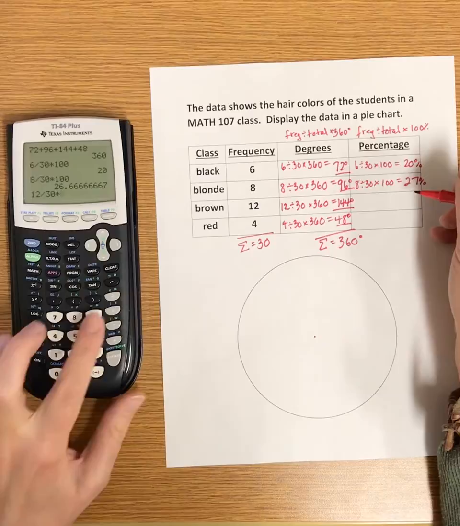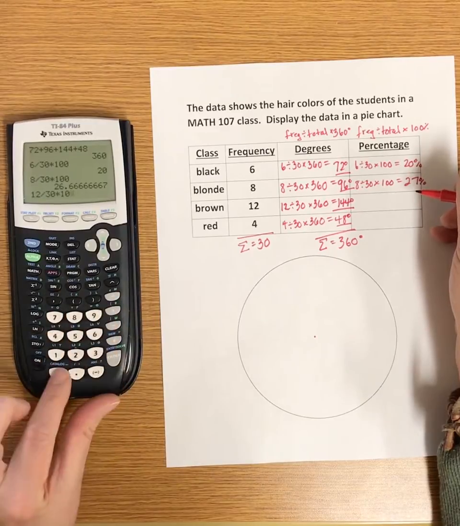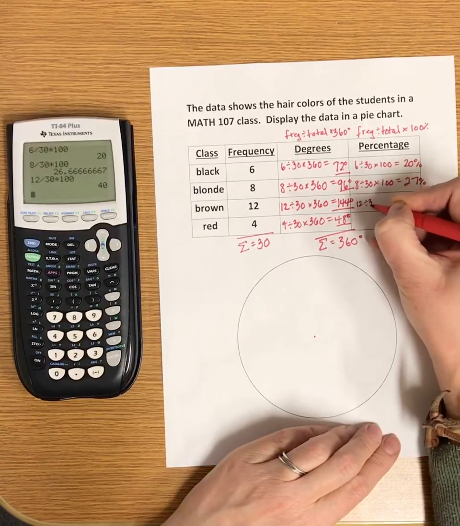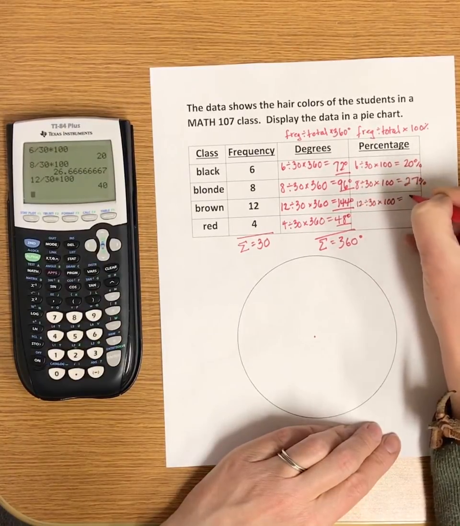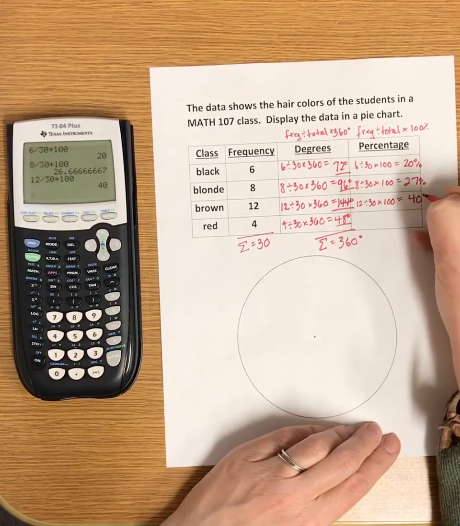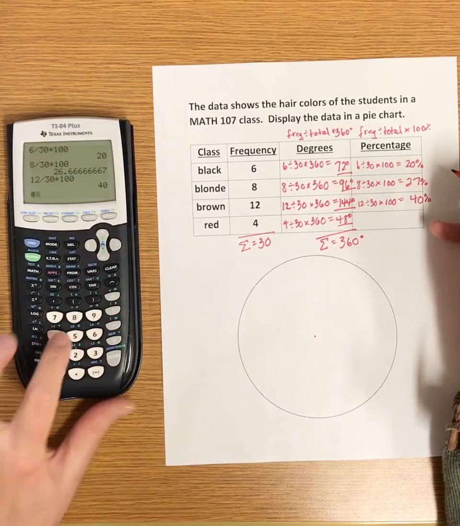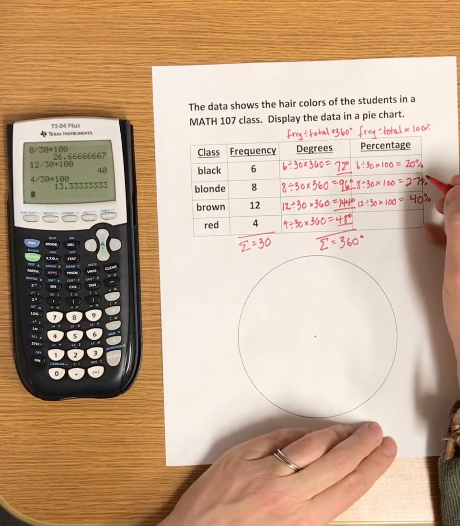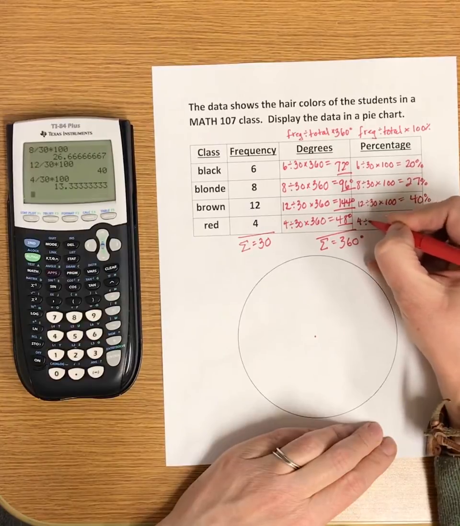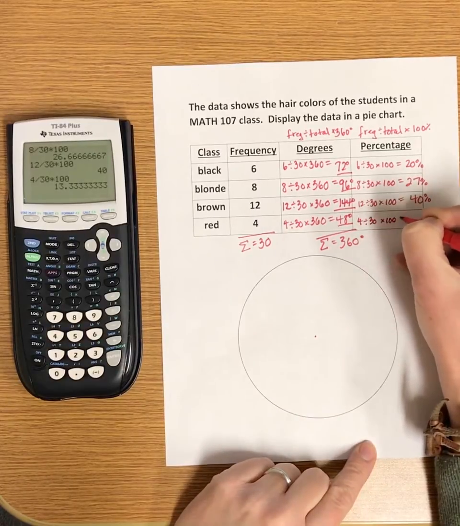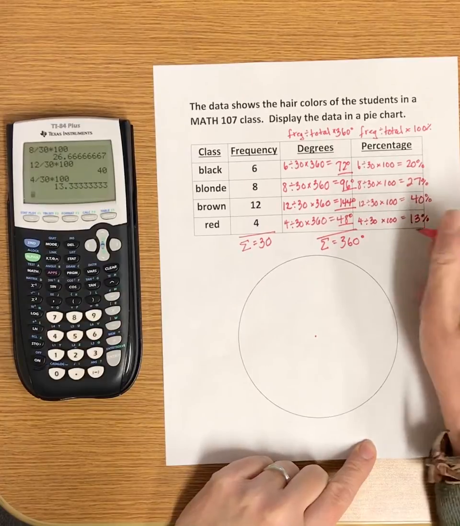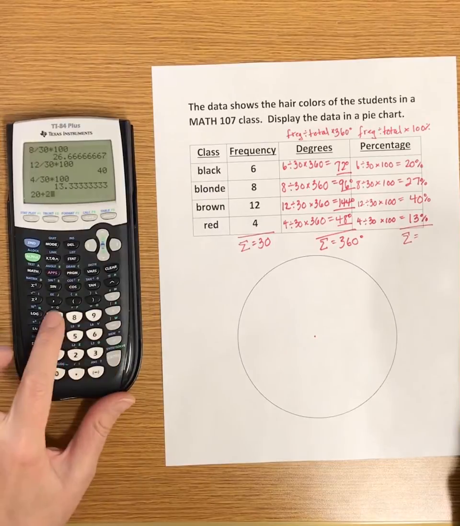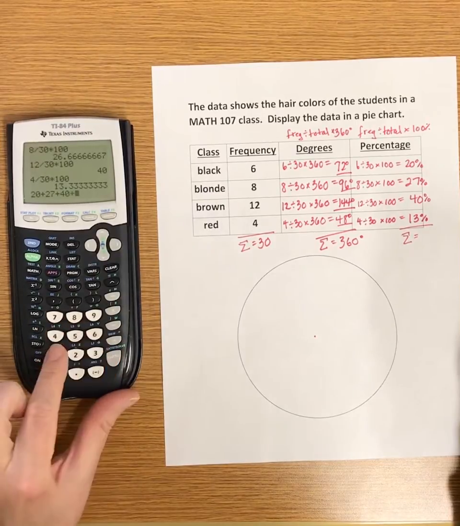Now for brown, 12 divided by 30 times 100. 40%. And lastly for red, 4 divided by 30 times 100. 13%. The total this time should be 100%. Let's just check and make sure.